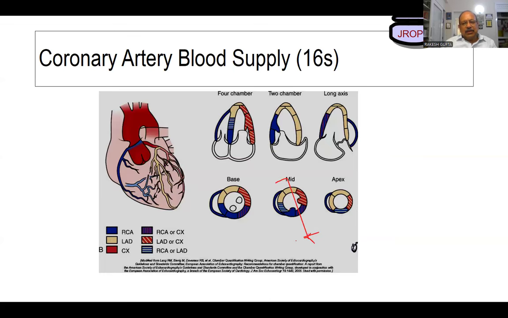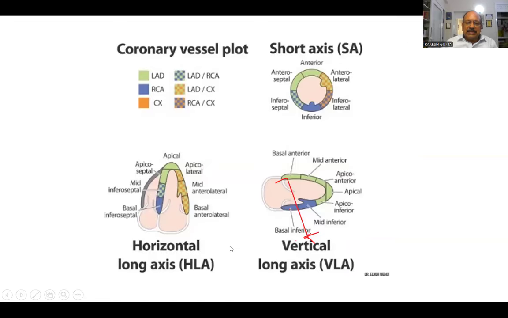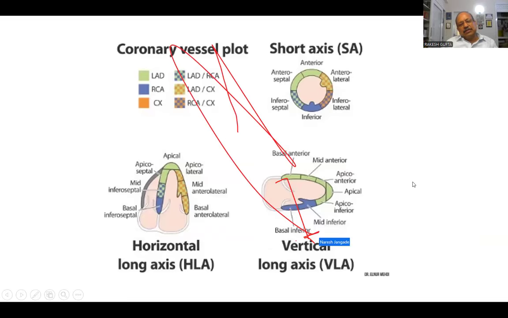Same thing seen over here. And if you put this in a polar map or in this format, look, 50% of the area is supplied by LAD, 25% by circumflex, 25% by RCA. And this is what is more important in this subset of populations, where we look at all these things.